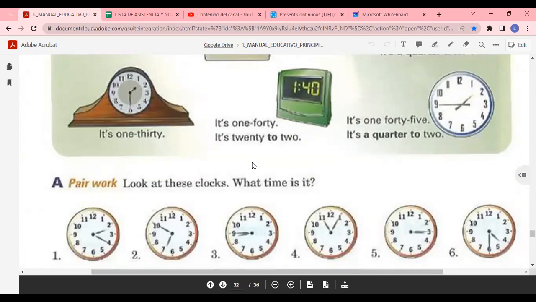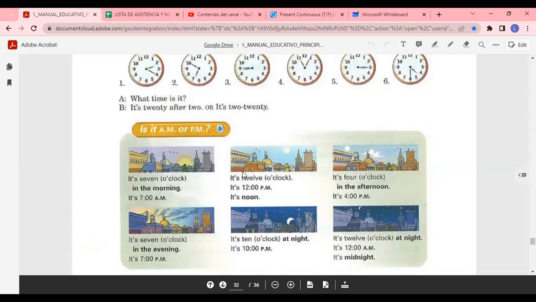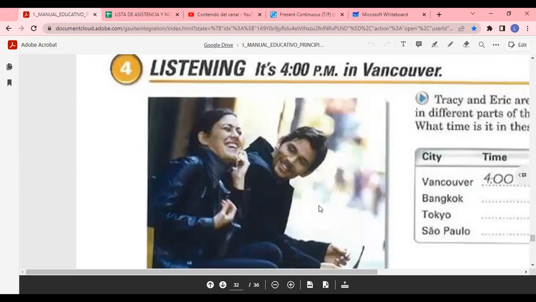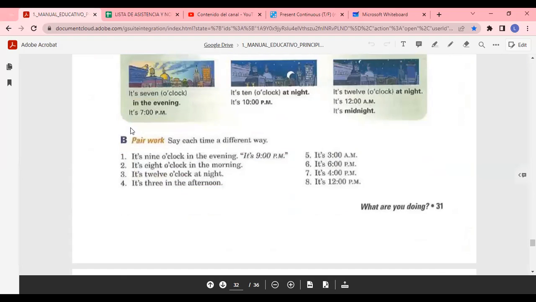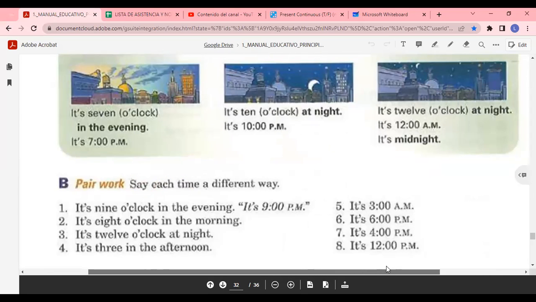So then we already did this one. Wait, we already did this one, and also this. Okay, this will be the last practice, I guess. Oh, no, there's a listening, but I don't have the listening. That's why I don't do them. Here, pair words. See, each time a different way. So here, wait a second.